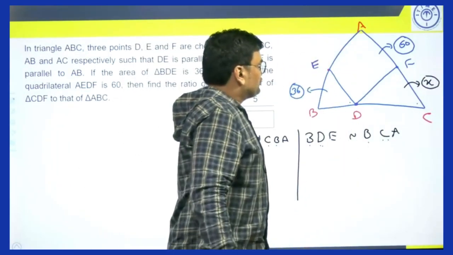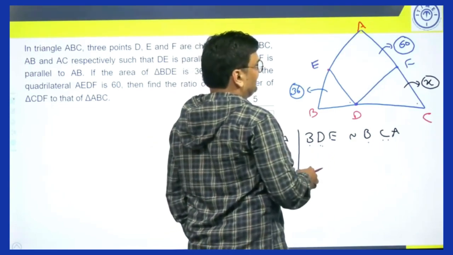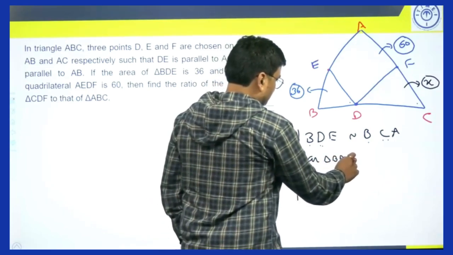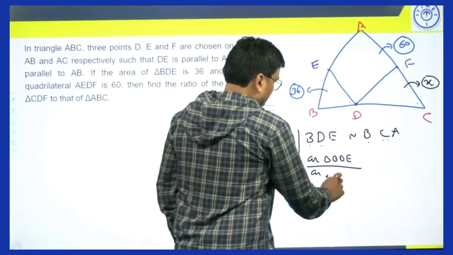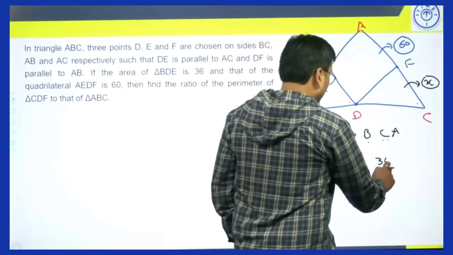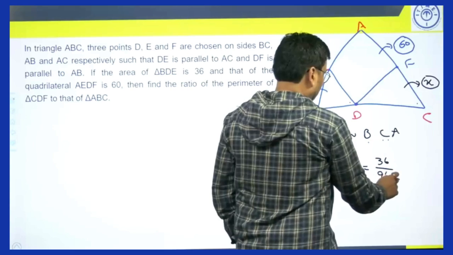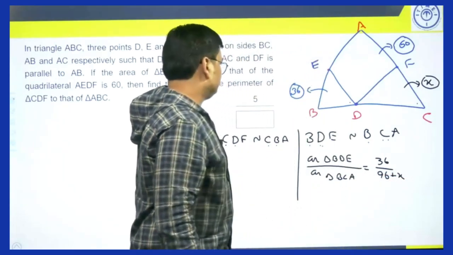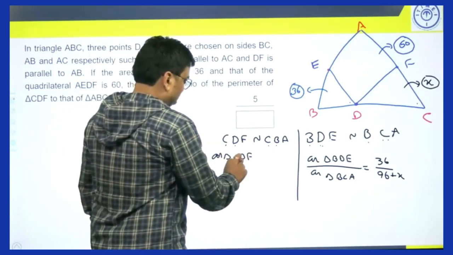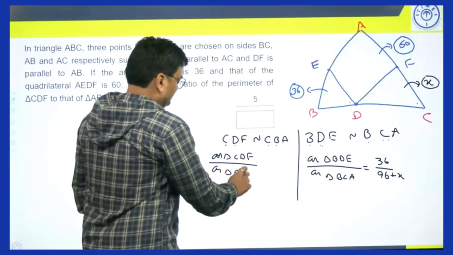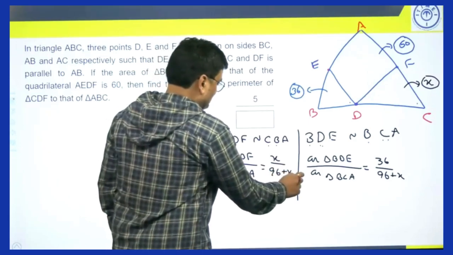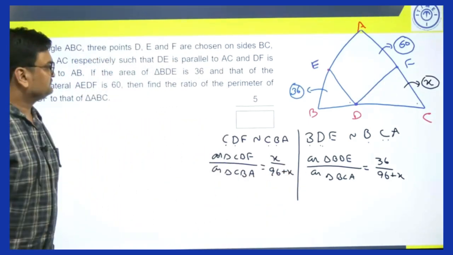So what will be the ratio of areas of these two triangles BDE and ABC? So the ratio of areas, triangle BDE to triangle BCA will be equal to what? This is 36 by this is 96 plus x. Okay. Similarly here, what will be the area of triangle CDF to CBA? It is going to be x by the same 96 plus x.